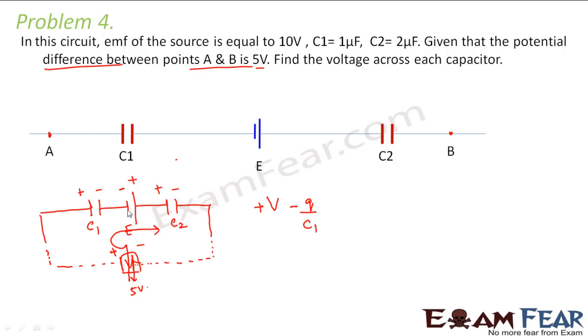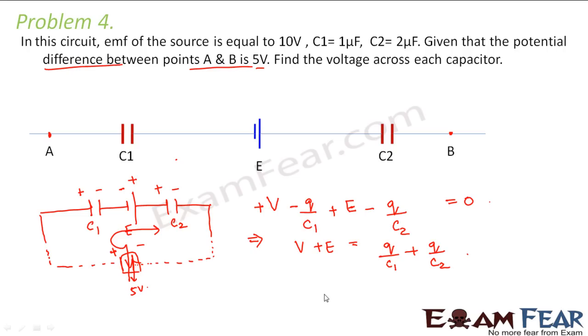Then we reach the next voltage, that is E. It is departing from the positive plate, so it is plus. Then we go to the next capacitor C2. The voltage across this is Q by C2. It is departing from the negative plate, so this is minus. This equals 0. So from this we can say that V plus E is equal to Q by C1 plus Q by C2.